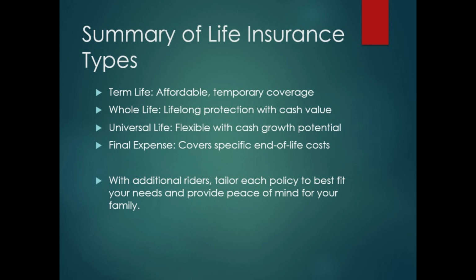In summary, each type of policy offers unique benefits. Term life is affordable and temporary, good for young families or covering a mortgage. Whole life is for lifelong protection with cash value, helping create a legacy. Universal life gives flexibility with cash growth potential. Final expense ensures specific end-of-life costs are covered. And with riders like disability or return of premium, you can tailor your policy even more to your needs. By having life insurance, you're not only protecting your home and family's future, you're giving them peace of mind.